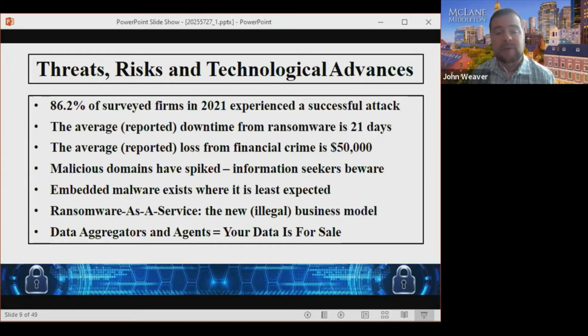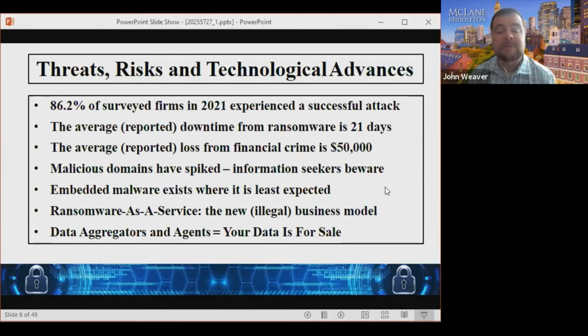The average reported downtime from ransomware: 21 days. As Cam mentioned, ransomware is far and away the most prevalent form of cyber attack that's occurring right now. And on average, companies that suffer a ransomware attack are down for 21 days. You should ask yourself, what would I do if my organization could not operate its network or its systems for 21 days, and respond accordingly? Second, the average reported loss from financial crime is $50,000. Could you suffer that kind of loss? Is that something that you're prepared for?